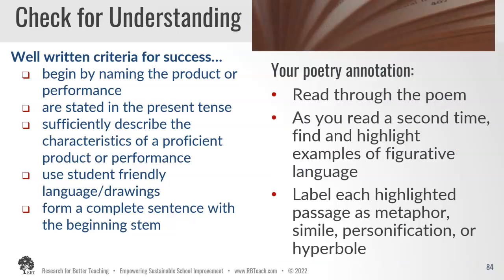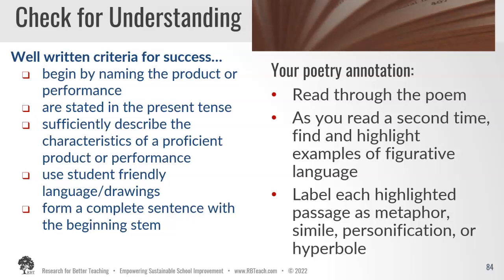Your poetry annotation. Read through the poem. As you read a second time, find and highlight examples of figurative language. Label each highlighted passage as metaphor, simile, personification, or hyperbole. So as I was reading this, you're probably thinking, that's not good, because that's directions. They're telling the students what to do. Read through the poem. As you read a second time, highlight examples. So it's nothing that the students are self-assessing themselves with, it's what they're doing.